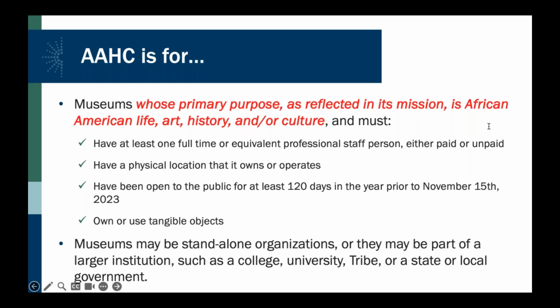If you meet those 2 requirements, then the next step is to consider what it means to be eligible for IMLS funding as a museum. To be eligible for funding as a museum, your organization must have at least 1 full-time or equivalent professional staff person, either paid or unpaid, have a physical location that it owns or operates, have been open to the public for at least 120 days in the year prior to the deadline of November 15th, 2023, and own or use tangible objects.